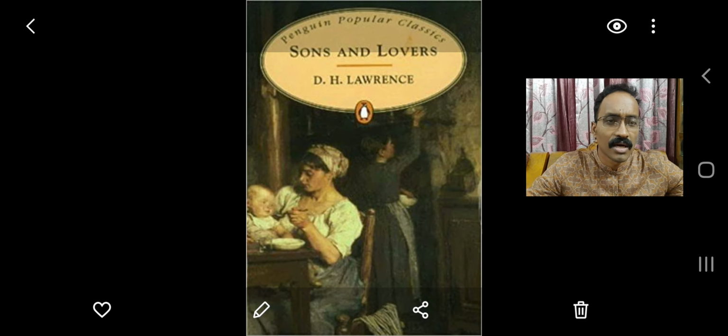So here we see the conflicts between almost all the characters. At the beginning we see the conflict between Gertrude Morel and Mr. Morel, and later there is also conflict between the mother and sons, that is Paul and Gertrude, and between Paul and Miriam, Paul and Clara, Clara and Baxter Dawes. So whenever we see any male character and their opposite female character, we will find a lot of conflict.